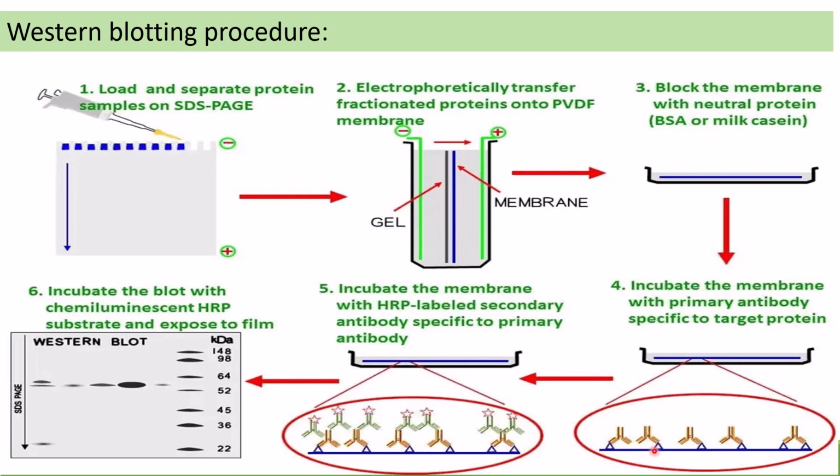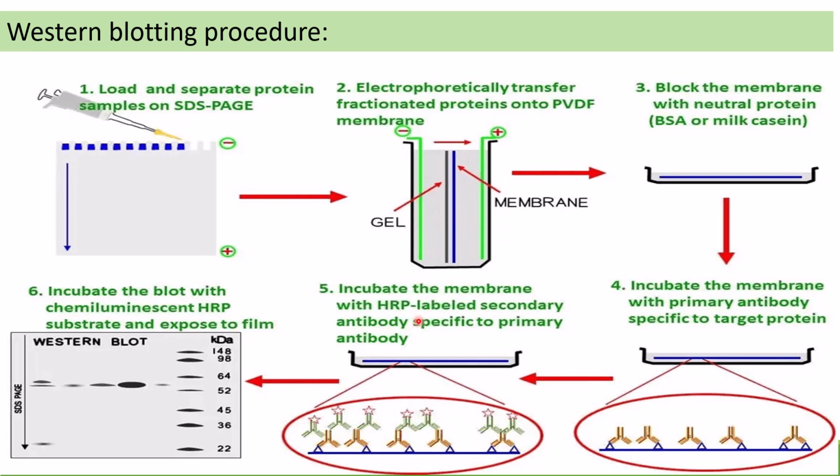Here is your antigen. Your membrane has antigens, and it is allowed to bind with the primary antibody. This is the primary antibody; your antigen is there and the primary antibody will bind. After that, we will incubate the membrane with HRP labeled secondary antibody. HRP here is a substrate. Sorry, it's not a substrate, it's an enzyme.